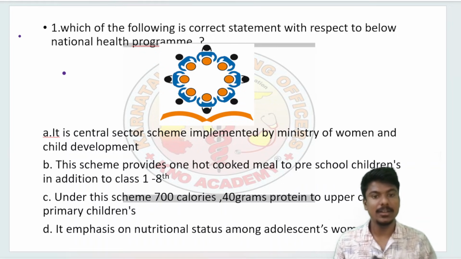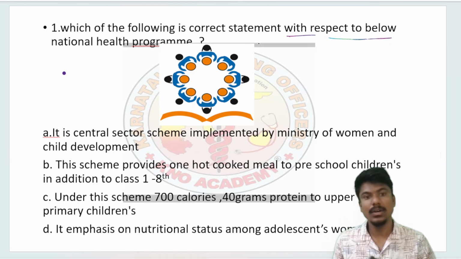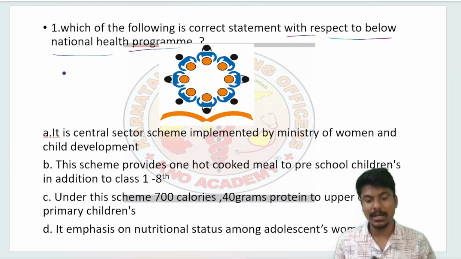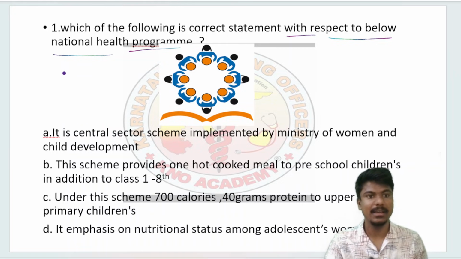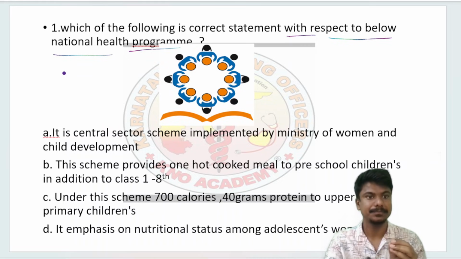Here I'll read out the first question. Which of the following is the correct statement with respect to the given below national health program? Here the examiner is asking, according to the image given below, which national health program the correct statement is about. First we have to identify the image, then we will go towards the options.